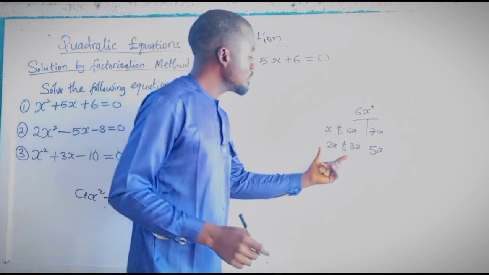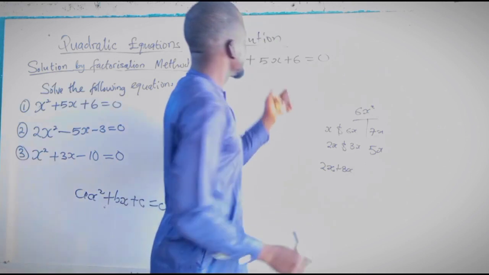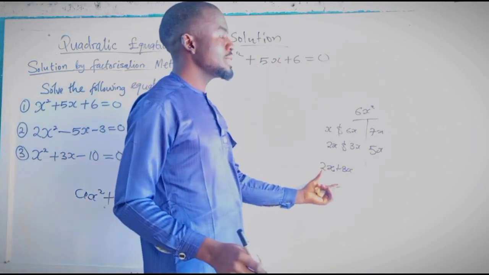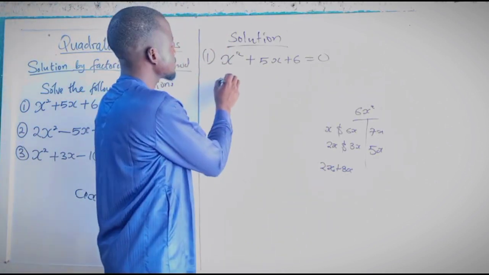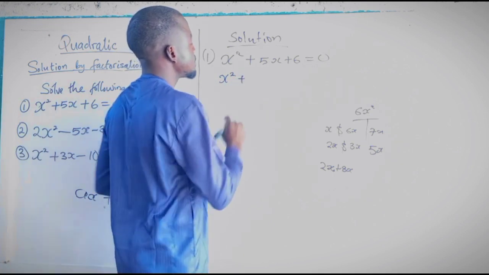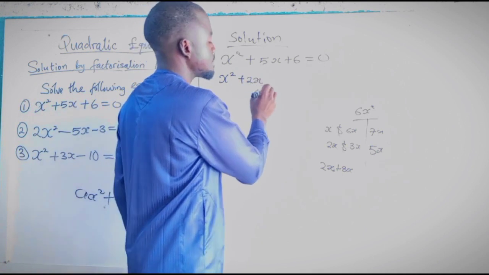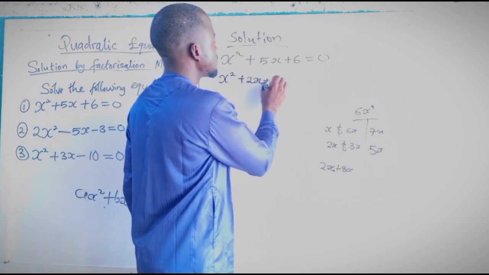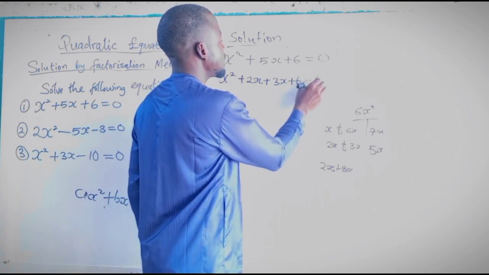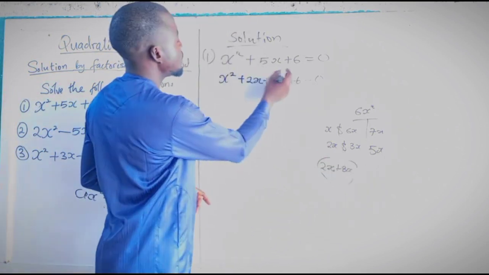So now we are going to substitute 2x plus 3x for the middle term. We remove the middle term and substitute in 2x plus 3x. So that will give us x squared plus 2x plus 3x plus 6 equals 0. We have succeeded in substituting this in the place of 5x.